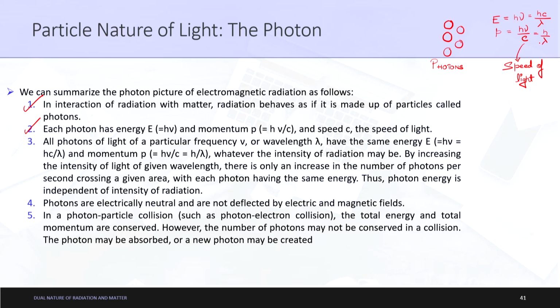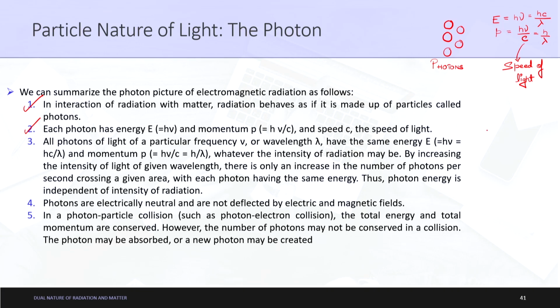Okay, whatever the intensity of radiation, nothing major typical here. Whatever the intensity of radiation may be, by increasing the intensity of light of a given wavelength, there is only an increase in the number of photons per second crossing a given area, with each photon having the same energy. Okay. So again the theoretical part is being explained here.